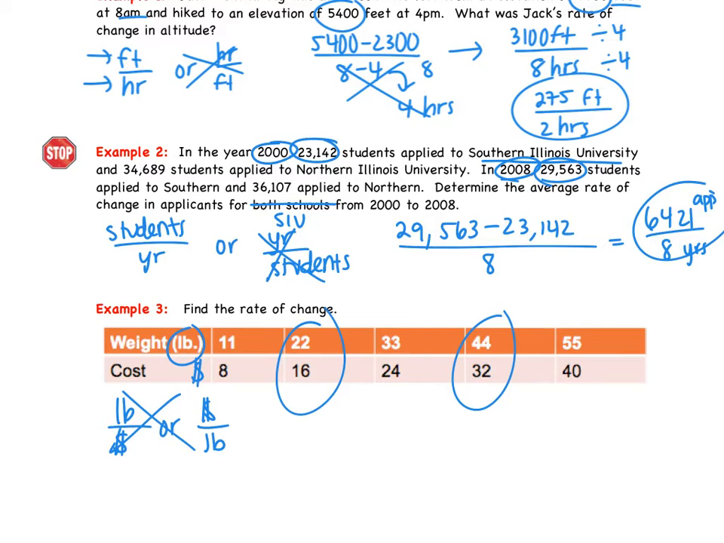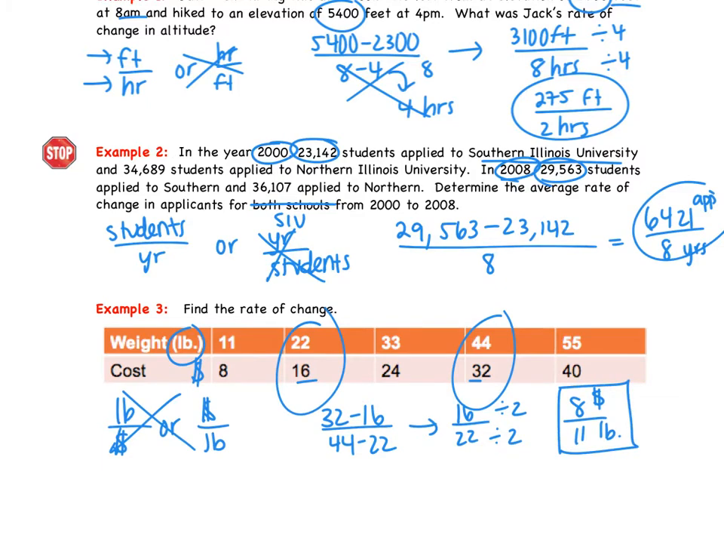If I look at the change in cost, so I go from $32 to $16, and then I go from 44 pounds to 22 pounds. In the numerator, I get 16, in the denominator, I get 22. If I divide both by 2, I get 8, and I get 11. So $8 for 11 pounds. So for 11 pounds, it's going to cost us $8.